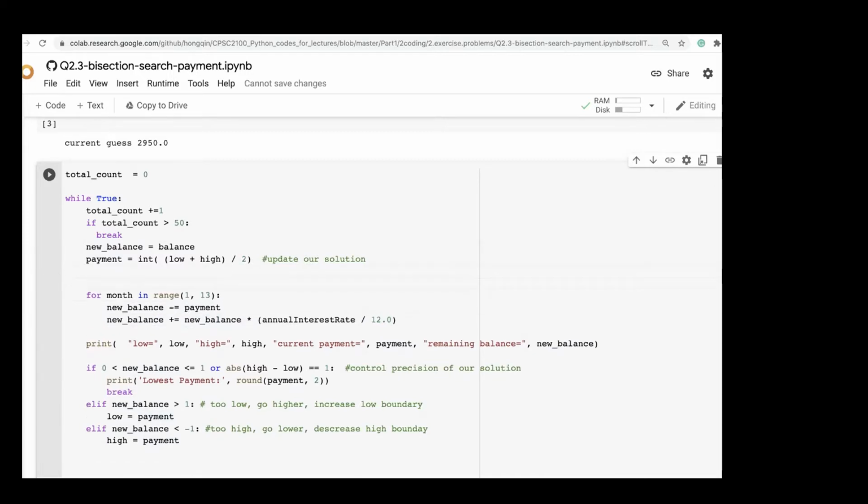Maybe I explain something here, to estimate the remaining balance after 12 months. And this just prints out some debugging information with the low bound, high bound, current payment, and the remaining balance. So this is just for me to debug the code.